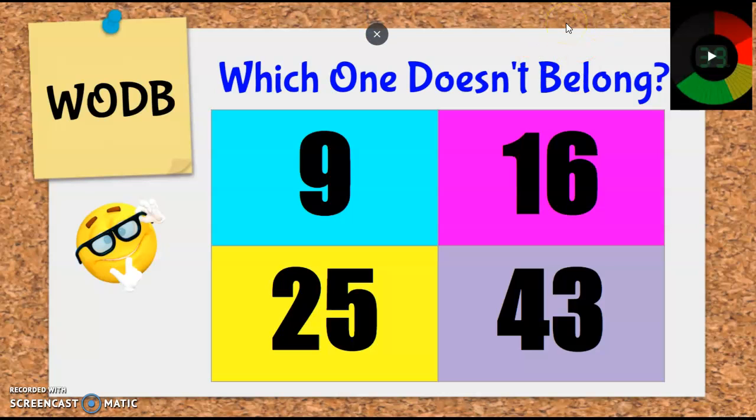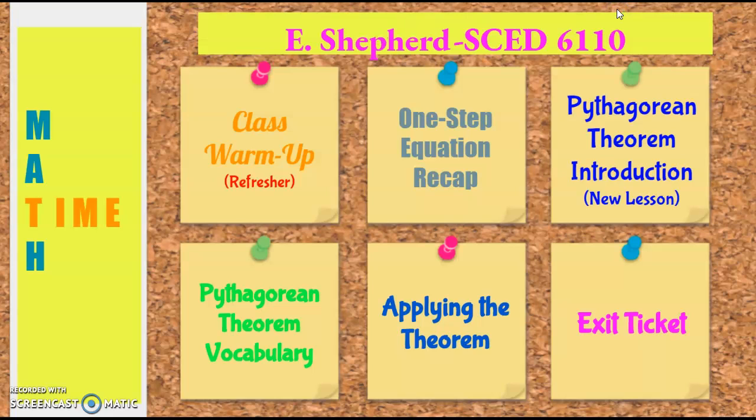But that was our WODB for today. We're going to go on to our agenda. Today we're going to have a refresher course on one-step equations. Then we're going to have a recap on one-step equations. Our new lesson for today, I will be introducing the Pythagorean Theorem. We will run through some important terms and vocabulary in regards to the standard. We will apply the theorem, and then we will conduct an exit ticket to make sure that we are on track and we are able to apply the theorem to real life scenarios.